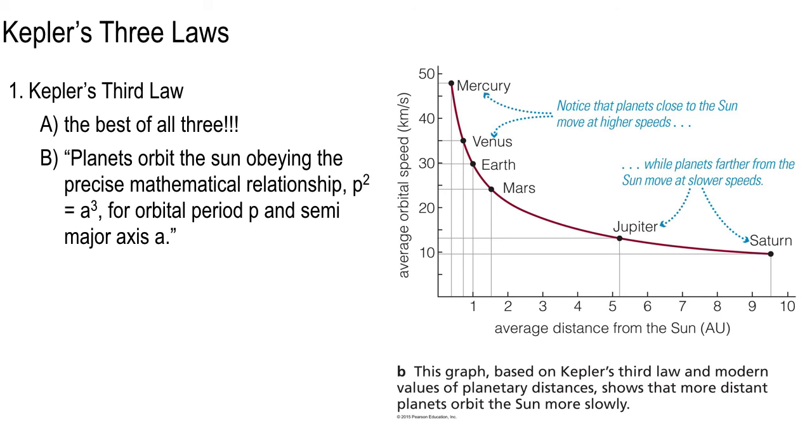And how he figured this out: for the solar system, P has to be measured in years. So for Earth, it's 1 year. The semi-major axis has to be measured in terms of the astronomical unit. And the astronomical unit is the exact size of Earth's orbit. Everything in the solar system we relate to Earth's orbit. And so we call that, for proportionality purposes, 1.